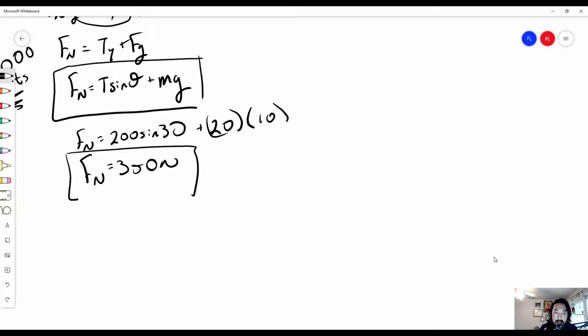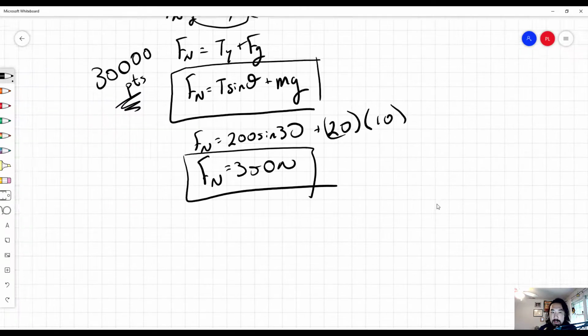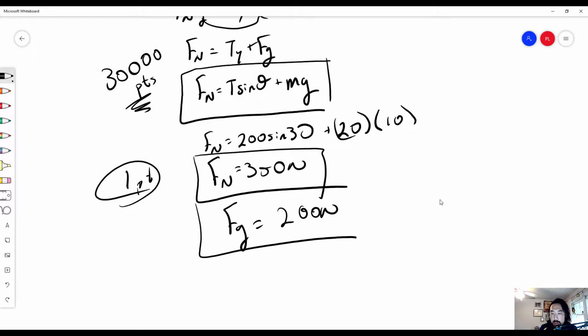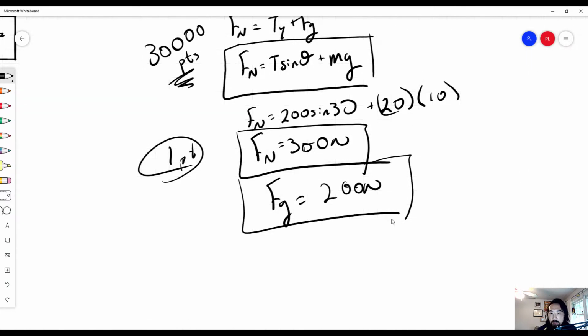Box that. All right, how many points should we give ourselves for this one? You guessed it, 1 point. Not as important, but I want you to see something here. We know that the weight, F of g, is 200 newtons, but the normal force is 300. The surface is pushing back with way more force than the weight of the refrigerator.